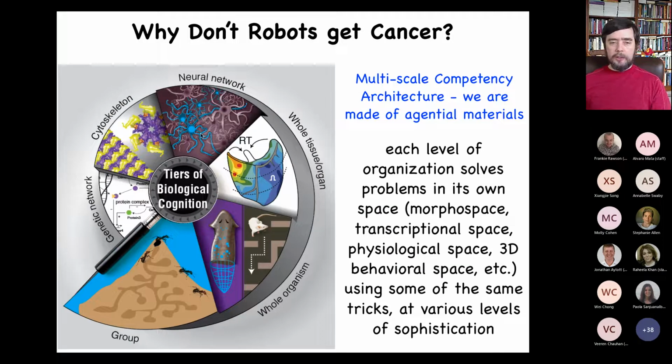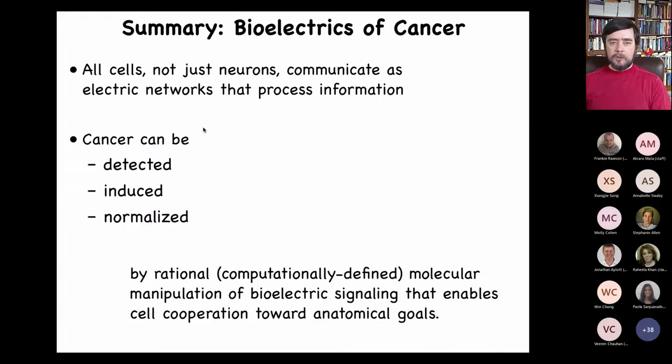In biology, there is, of course, this tiered multi-scale organization, molecular networks, cells, tissues, and so on. But it's not just structural. It's the fact that every layer of biology solves problems in particular spaces. So we call this a multi-scale competency architecture. Every subunit in its own space is trying to achieve something, whether it be simple homeostasis or something more complex than that.